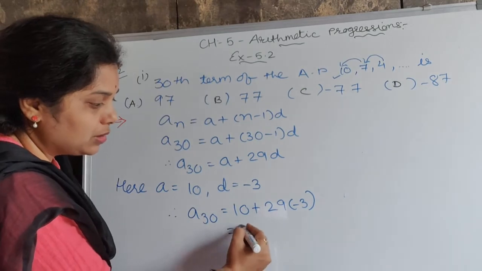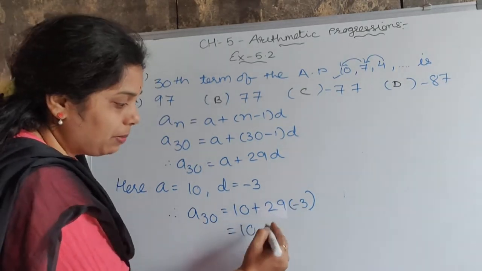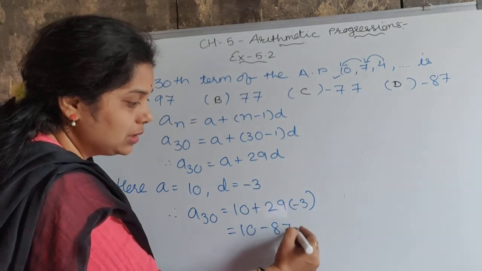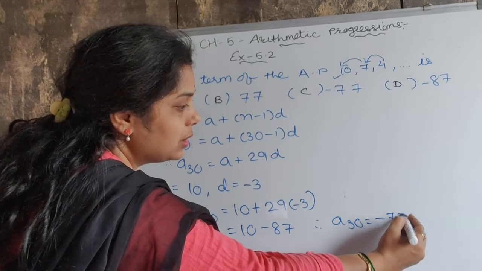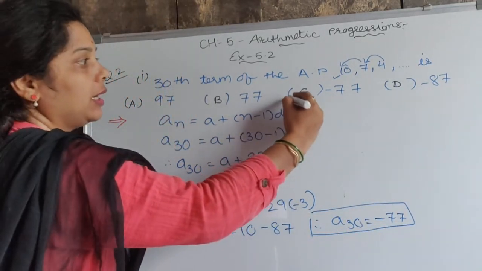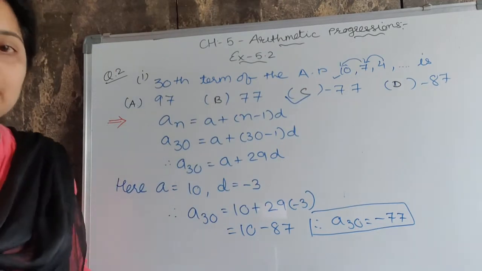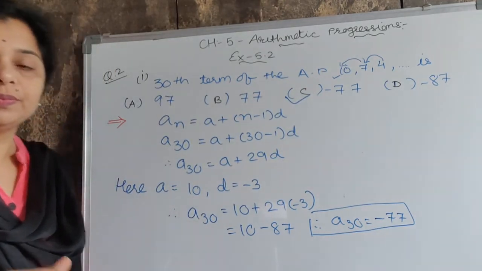29 into minus 3. So 29 into 3 is 87, and it is minus. So minus 87, and therefore A30 is equal to minus 77. So which option is correct? Option C is correct. Like this you can solve the second also.